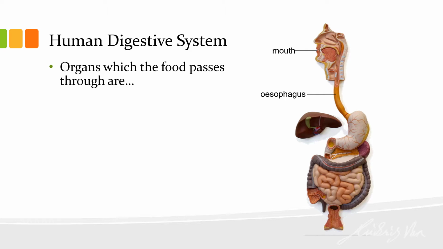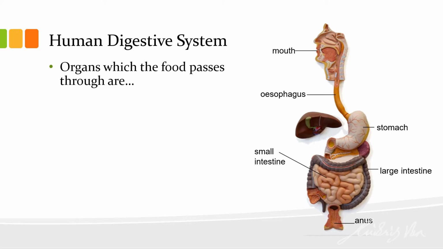After moving through the esophagus, which connects the mouth to the stomach, the food will end up in the stomach. So the food will stay in the stomach for a few hours before it is finally released into the small intestine. So this long mass of an organ is the small intestine. After all the digestion is done in the small intestine, the food goes into the large intestine. Then after the large intestine, it will be egested through the anus. So these are all the organs which our food passes through.